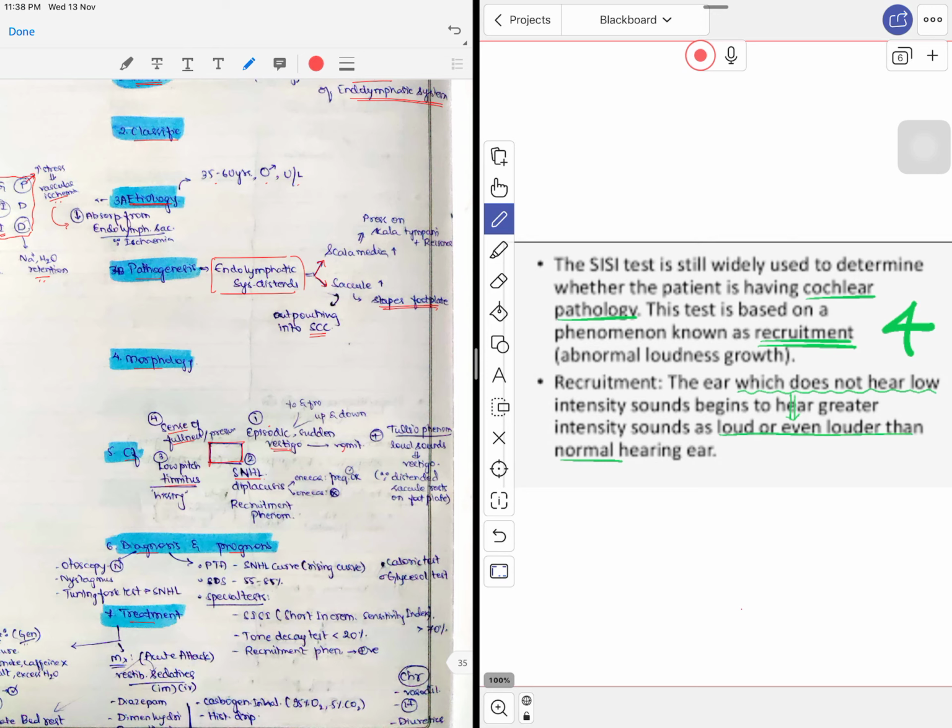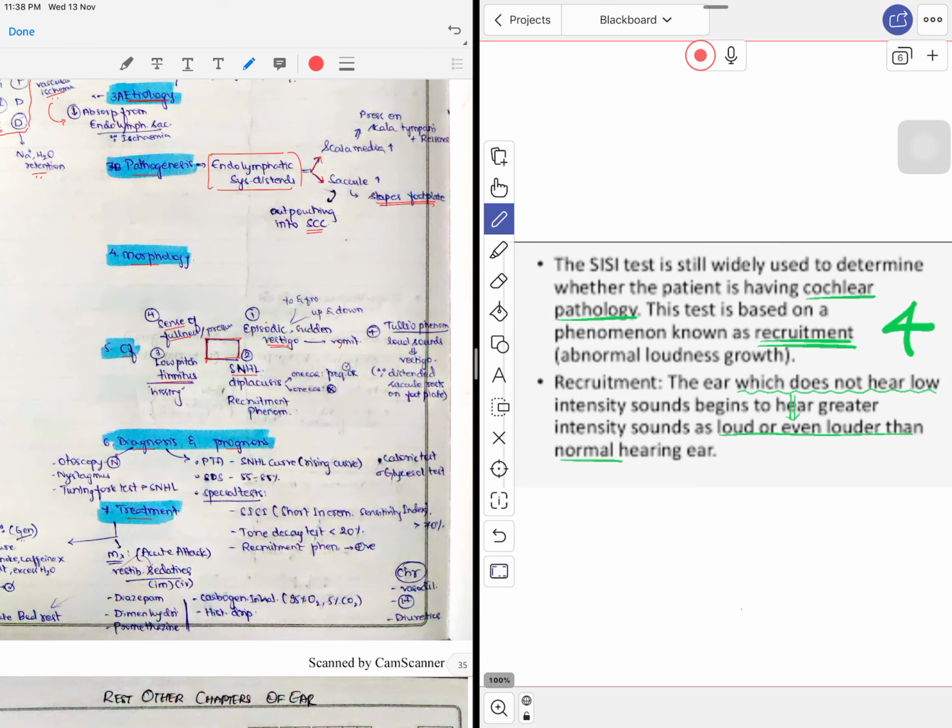Coming to SNHL, sensorineural hearing loss is going to occur. Here there can be the presence of what is called diplacusis. What we mean by diplacusis is that in one ear the frequency of the sound seems okay, but in the other it won't be like that. And there is one more thing called the Tullio phenomenon as well as the recruitment phenomenon.